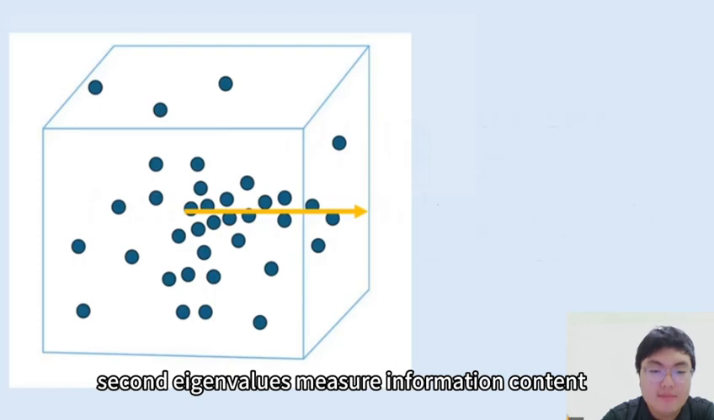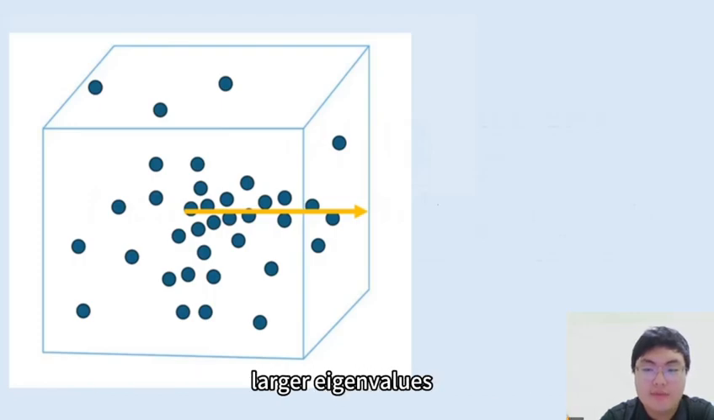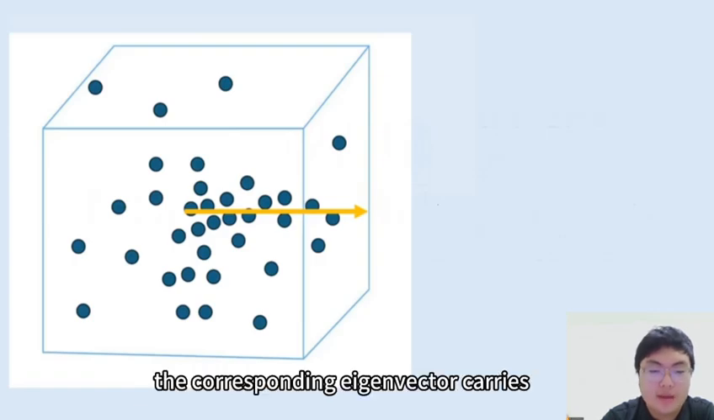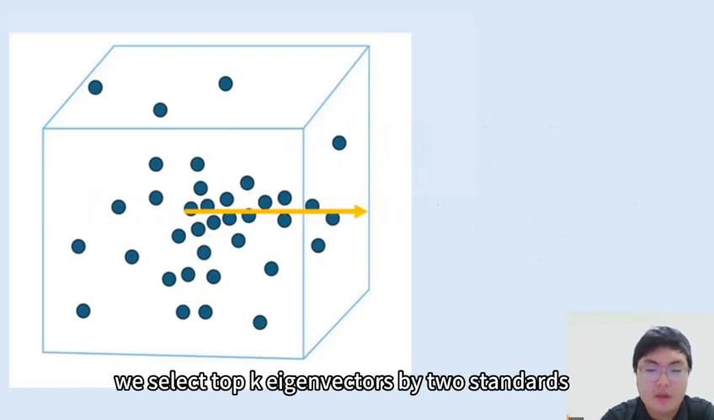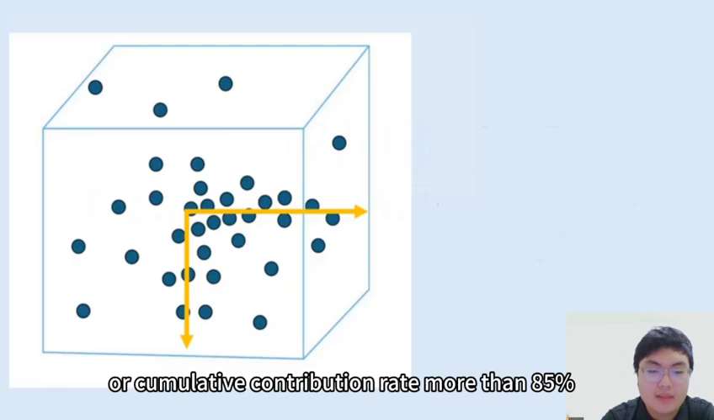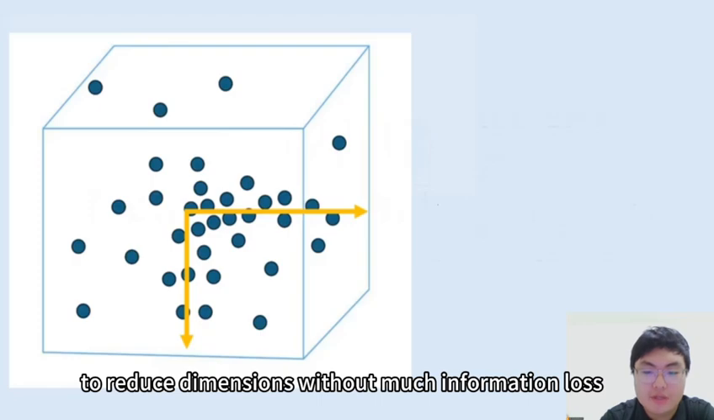Second, eigenvalues measure information content. Larger eigenvalues mean more information the corresponding eigenvector carries. We select the top k eigenvectors by two standards: eigenvalues more than 1, or cumulative contribution rate more than 85%, to reduce dimensions without much information loss.